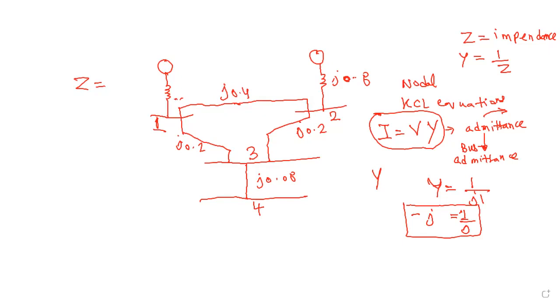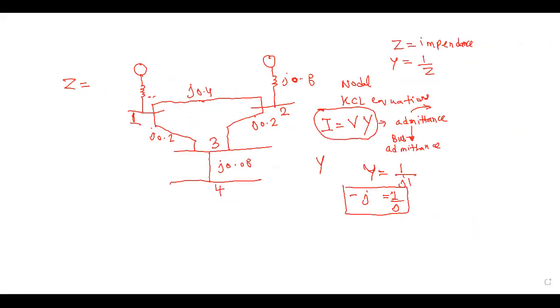Similarly, can you tell me what would be the value here if I express it in terms of Y? It is nothing but 1 by j into 0.4, which is minus 2.5 j. Exactly. Similarly, you can calculate the other values here also.